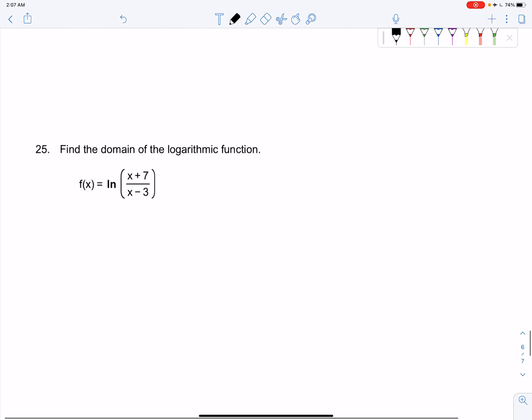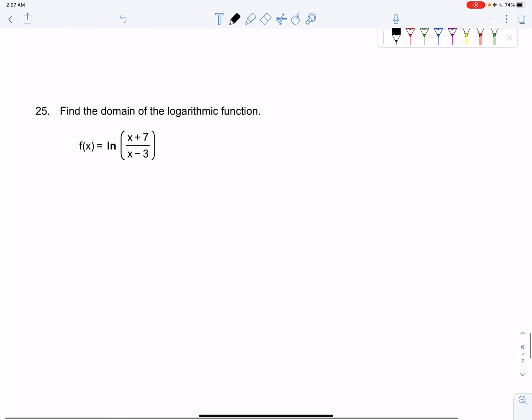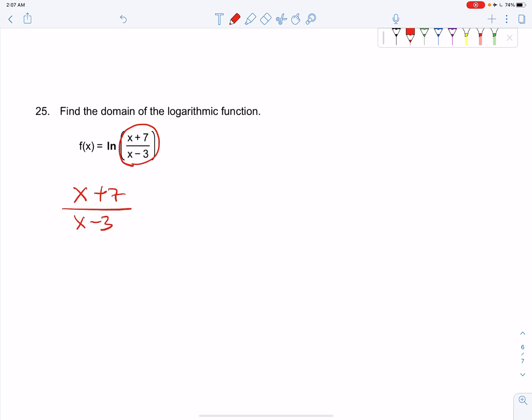No, last problem. Okay, find the domain. Oh my goodness. Okay, now find the domain. This is going to be similar to the last one. We want to make sure that the argument, this x plus 7 over x minus 3, is greater than 0. Okay, well, these are called rational inequalities.